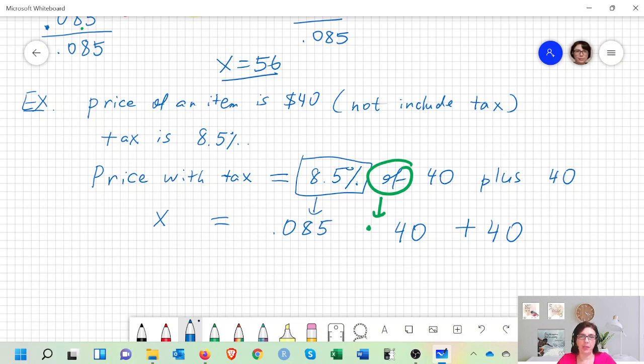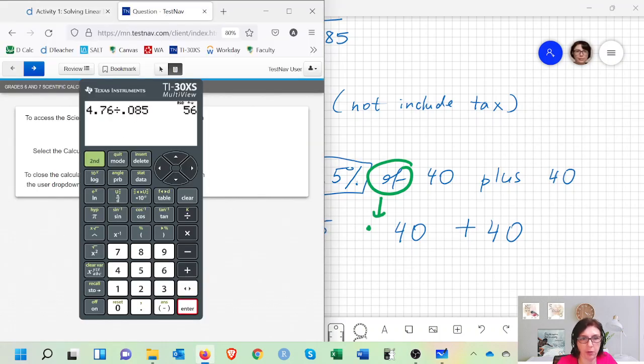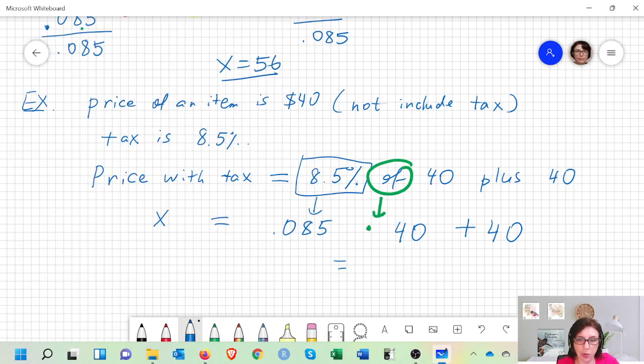Now remember, multiplication is always first. So to solve this, we're going to multiply the original price by the percent. That'll be 40 multiplied by 0.085. That's going to give us just the tax. So we have to pay $3.40 in tax and then plus another $40, which is the original price. So you actually are not paying $40, you are paying $43.40 for that item. That would be including tax.